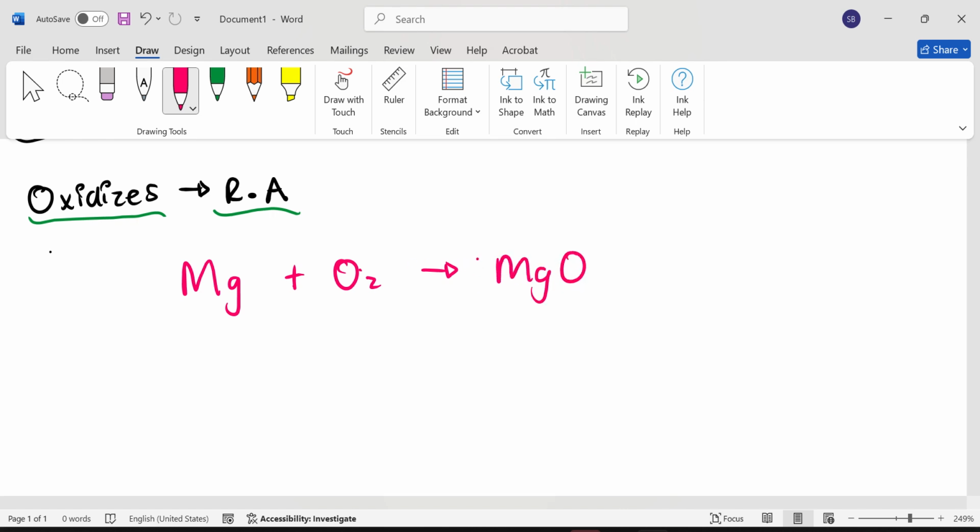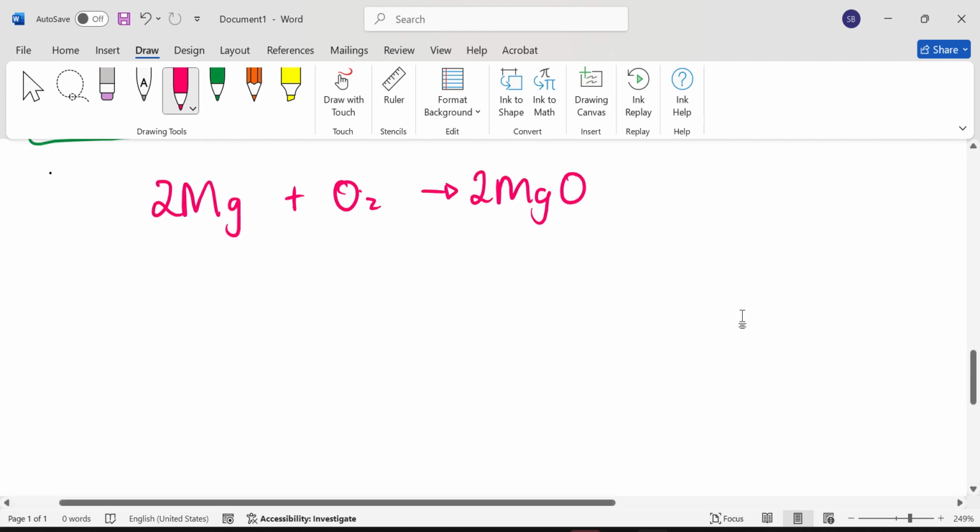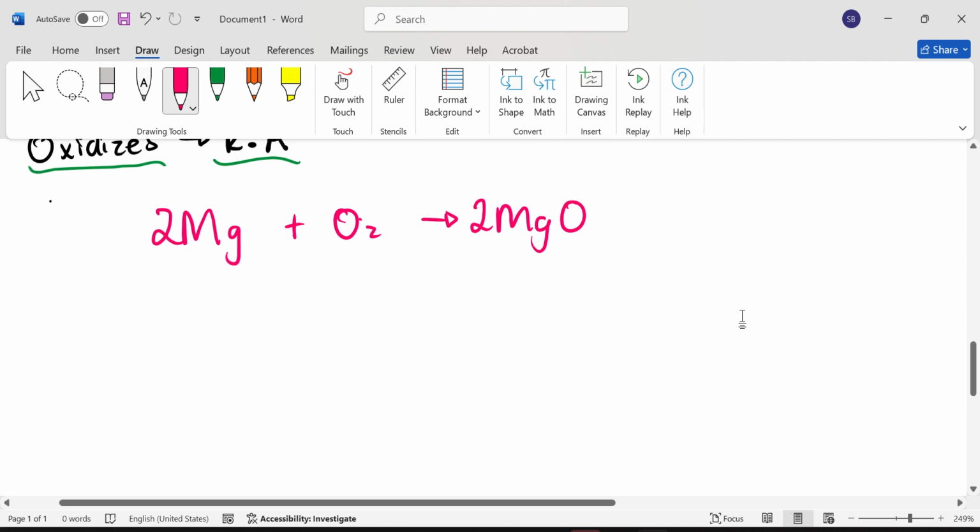Okay, that's going to be a 2, and then that obviously gives rise to a 2 over there. Okay, now it's balanced. So now we have magnesium and oxygen to give us magnesium oxide. Now, how does it work? How do we actually say something is oxidizing?